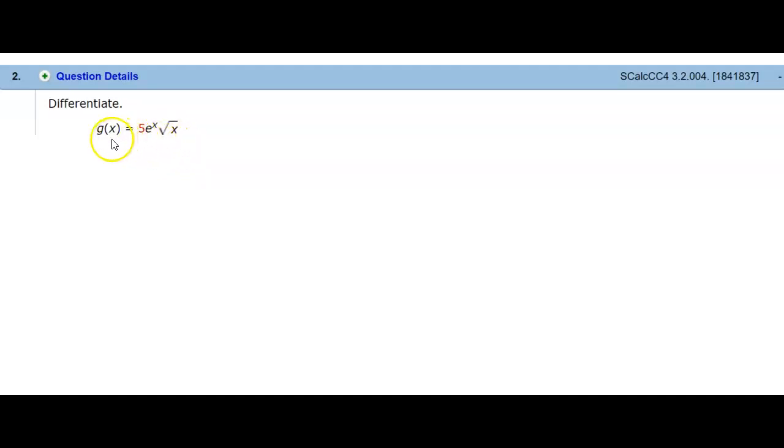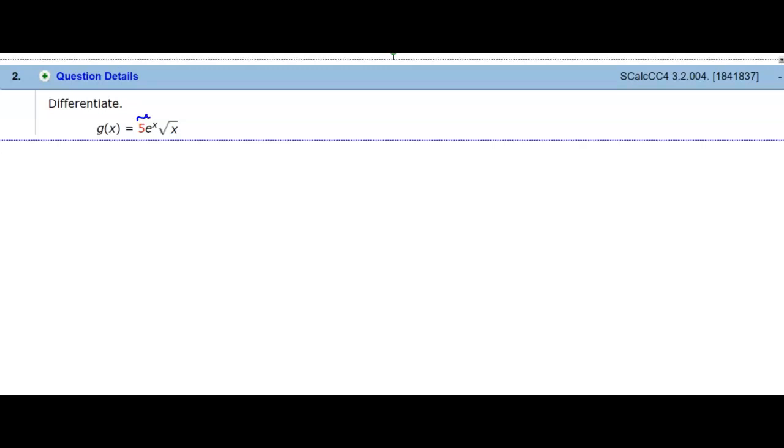Okay, so here you want to differentiate the function. We have g of x equals 5e to the x times the square root of x, and we're going to use the product rule. So the first thing is, we're going to call the first variable term f, and then we'll call the second variable term h.